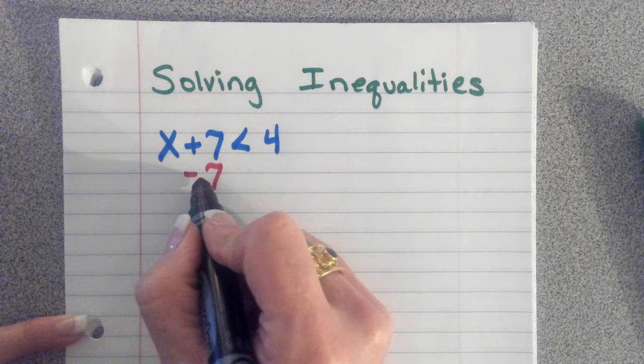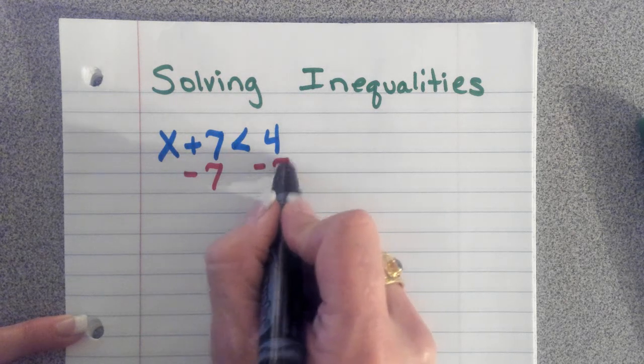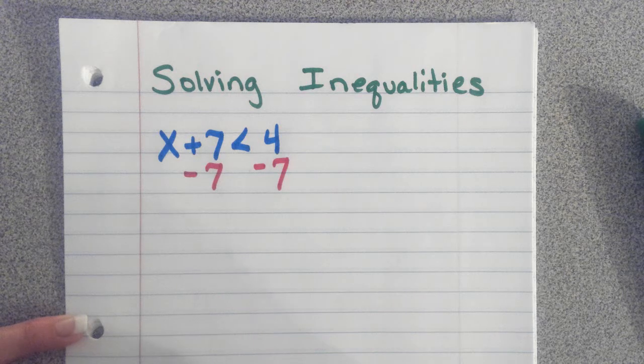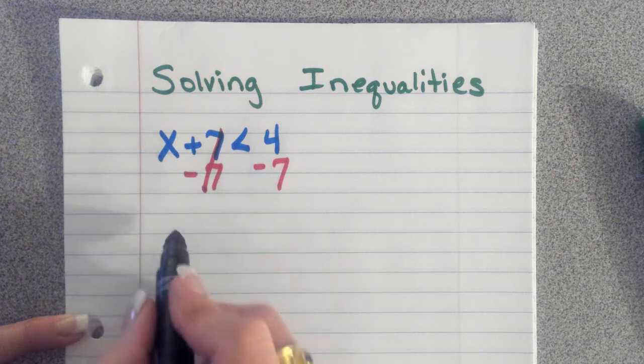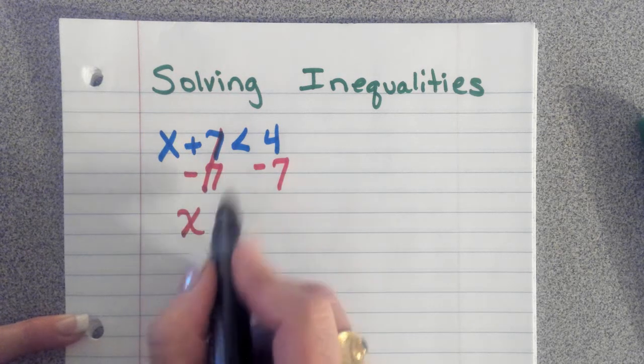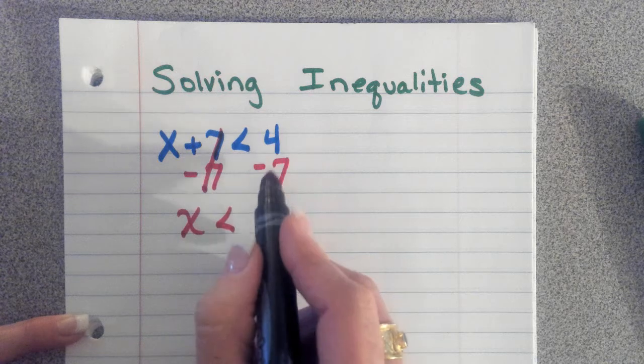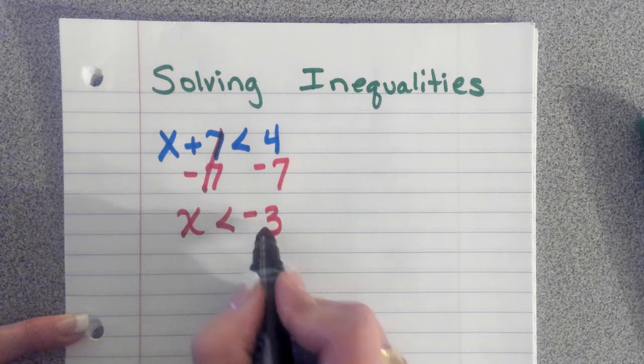And what you do to one side, you have to do to the other. It's the fairness rule, like we've said before with our equations. So a plus and minus 7 will cancel out, and x is by itself. Keep our less than, and then 4 minus 7 is negative 3.